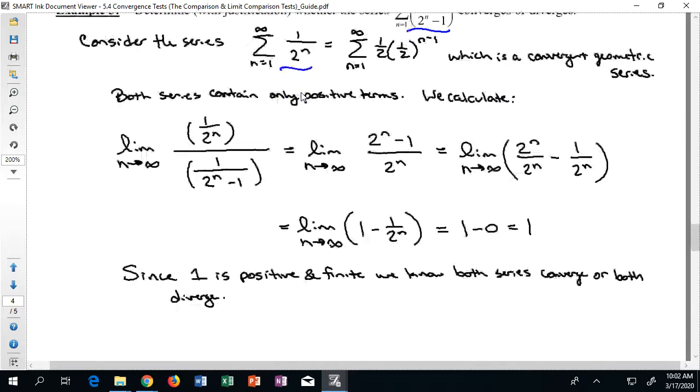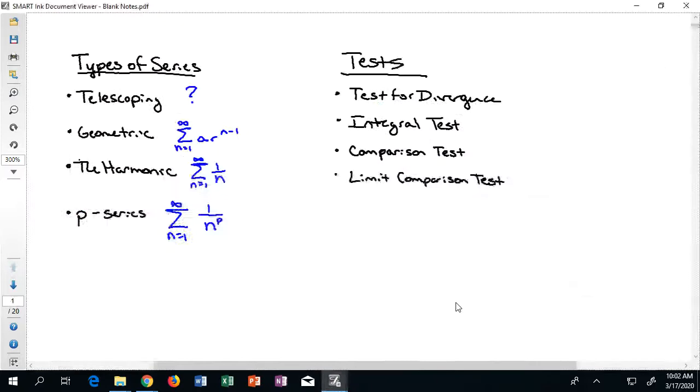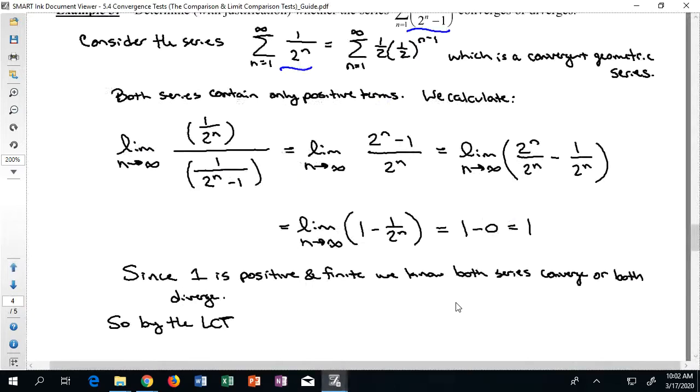So if this one converges, then I can clearly say, so by the limit comparison test, which you'll often see me abbreviate as LCT. In fact, right now, I'm going to go over to our nice little sheet, and I'll even put that right here, LCT. By that limit comparison test, the series 1 over 2 to the n minus 1 converges.